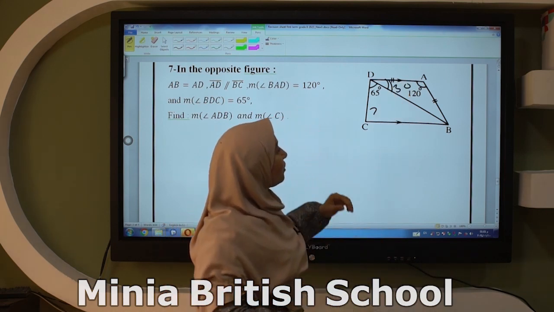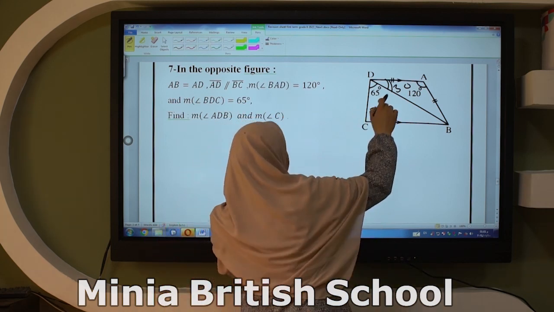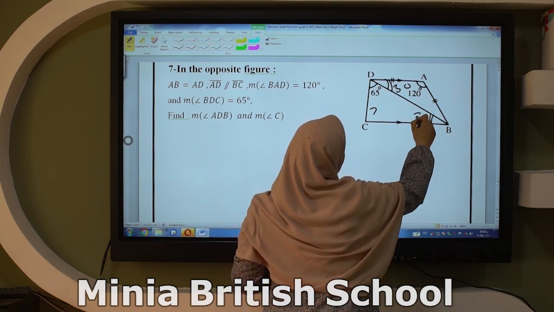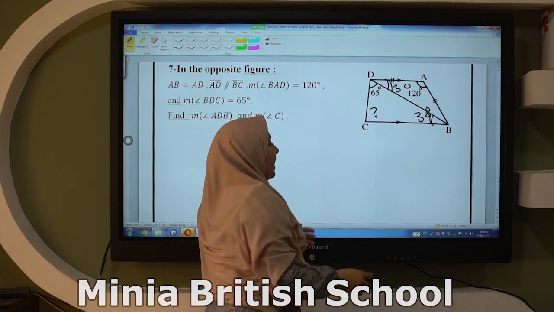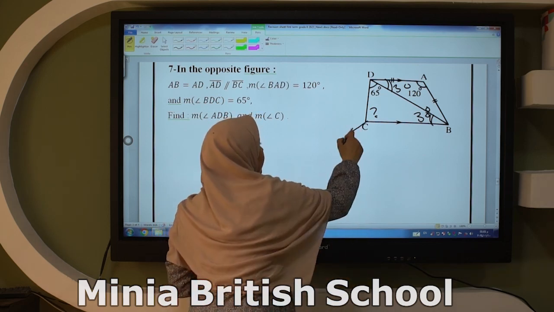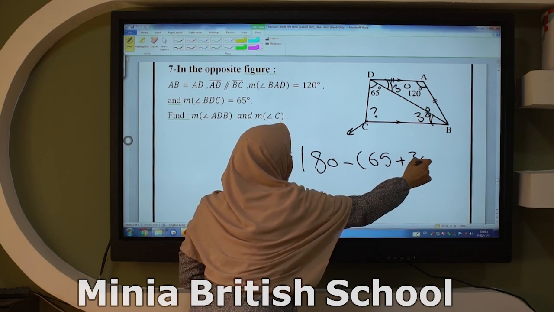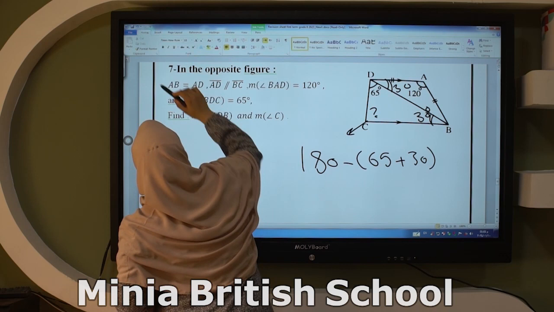From the second given, I have AD parallel to BC. Then measure of angle ADB equal measure of angle DBC equal 30. Now you can find measure of angle C equal 180 minus 65 plus 30. Okay, you can calculate in the calculator, okay?